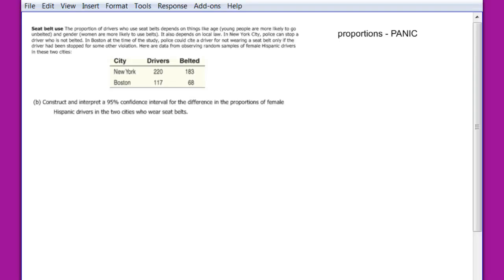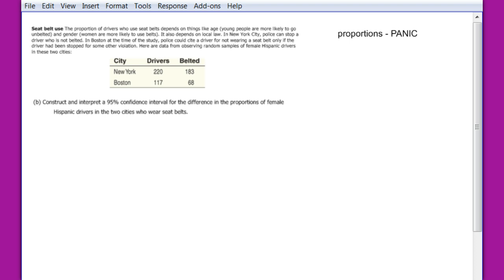The example is in your packet. It is on page, I think it's 11, and has to do with creating a confidence interval for proportions. The problem says the proportion of drivers who use seatbelts depends on things like their age. Young people are more likely to go unbelted.